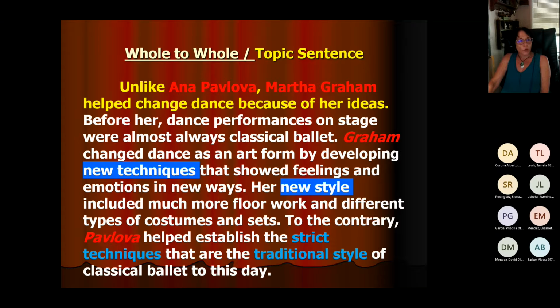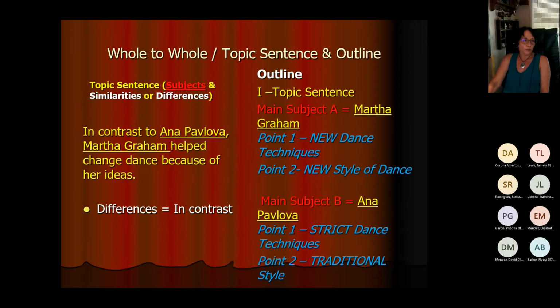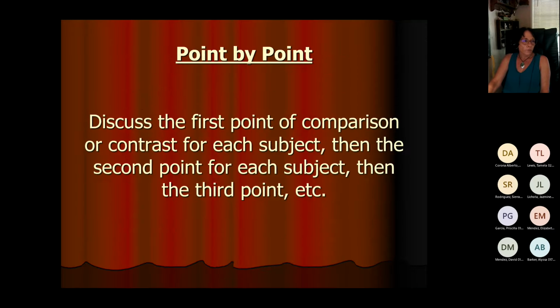And this is an example, but we're not going to look at this because I have another one that we're going to look at. But if you need another example to look at, you can come back to this presentation. All right, point by point. That's when you take the first similarity, for example, and then you talk about that first similarity for main subject A, and then you talk about the first similarity for main subject B, and then you repeat the process with the second point or the second similarity.